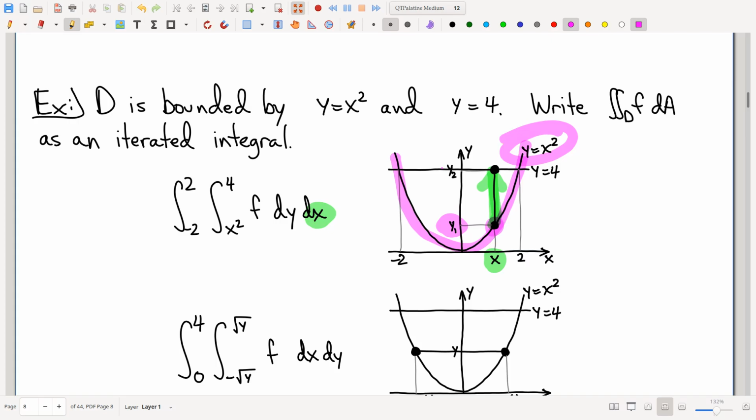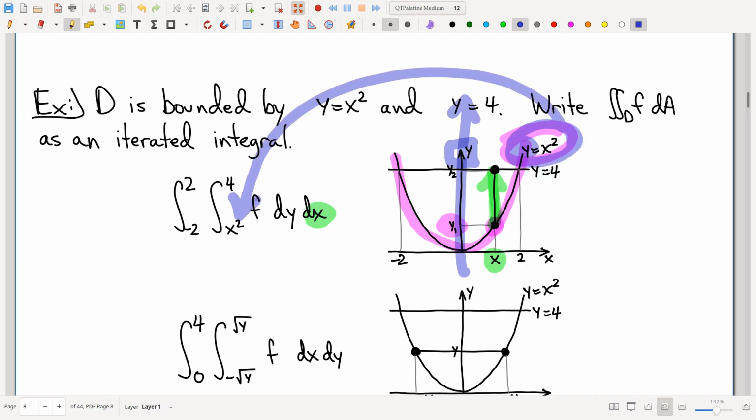Wait a minute, what was I doing here? What am I solving for? Well, I'm solving for a y coordinate. So in this equation, I need to solve for y, and y is x squared. Right? Everybody good?